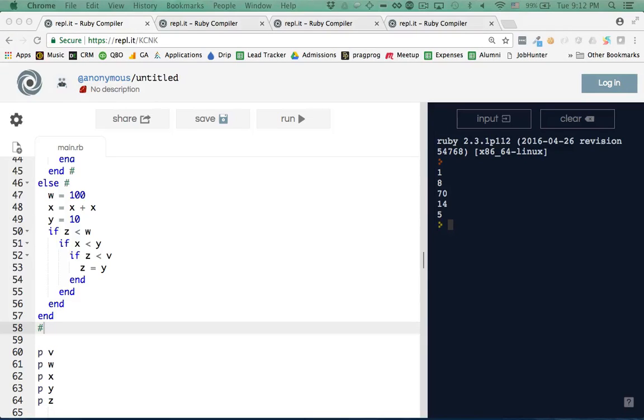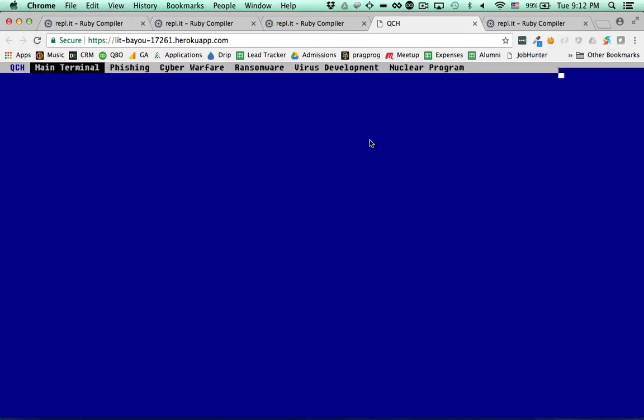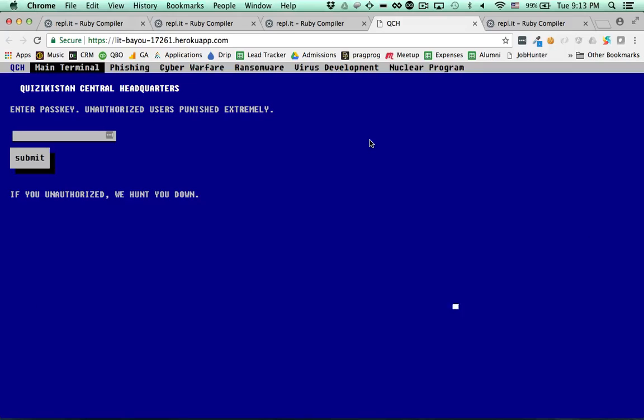So we actually made more progress on our hunt against Kazakhstan, and we were able to hack more of the source code from their website. So if you go back to the website for QCH, Kazakhstan Central Headquarters, and I'll Slack that to you. It might take a second to load because it goes to sleep if no one visits. Okay. Now you see on the top there's this thing called phishing. So you click on that.